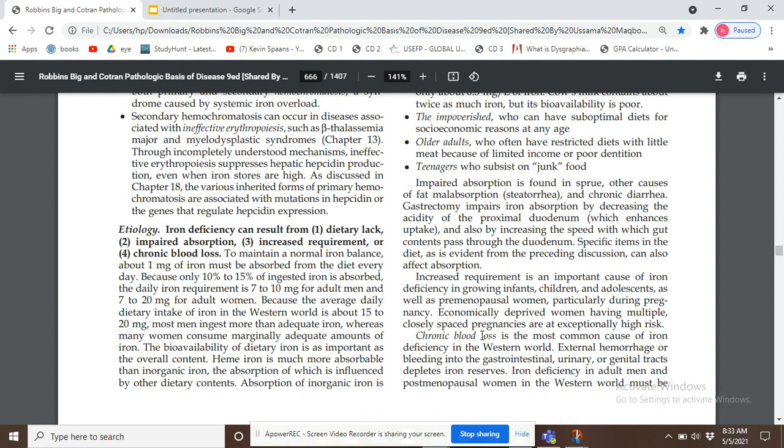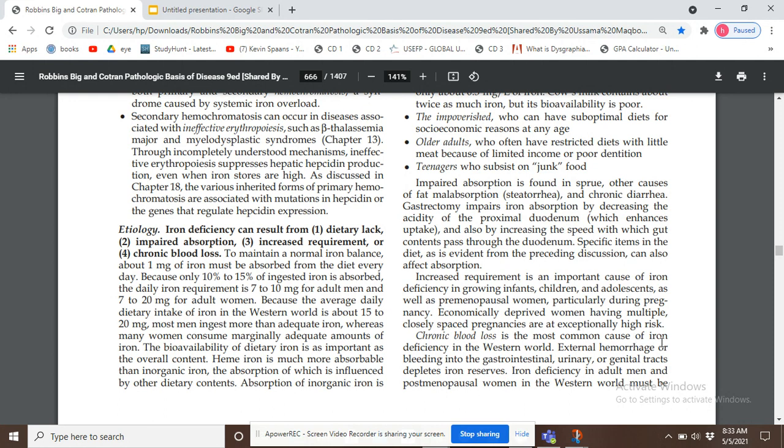Chronic blood loss. Number fourth etiological factor for iron deficiency is chronic blood loss. Chronic blood loss is the most common cause of iron deficiency in the Western world. In the Western world, there is no dietary lack, no impaired absorption, no increased requirement. The most common cause of iron deficiency anemia in the Western world is chronic blood loss.